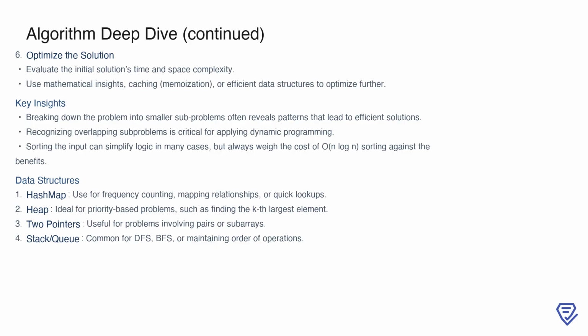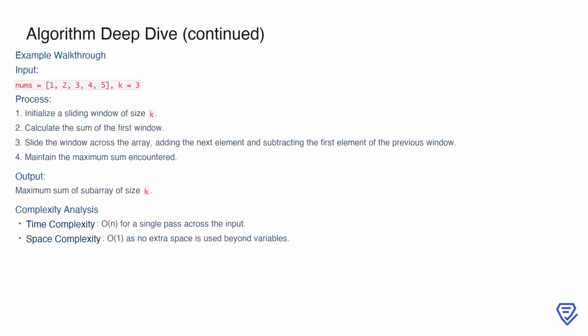Sorting the input is another common step that can simplify the logic, but it's vital to consider whether the n log n cost of sorting is justified by the benefits. In terms of specific data structures, a hash map is particularly useful for tasks like frequency counting or quick lookups, while heaps are ideal for priority-based problems. Two-pointers are great for managing pairs or subarrays, and stacks or queues are indispensable for problems involving depth-first or breadth-first search. For a concrete example, consider an input where nums equals 1, 2, 3, 4, 5, and k equals 3.